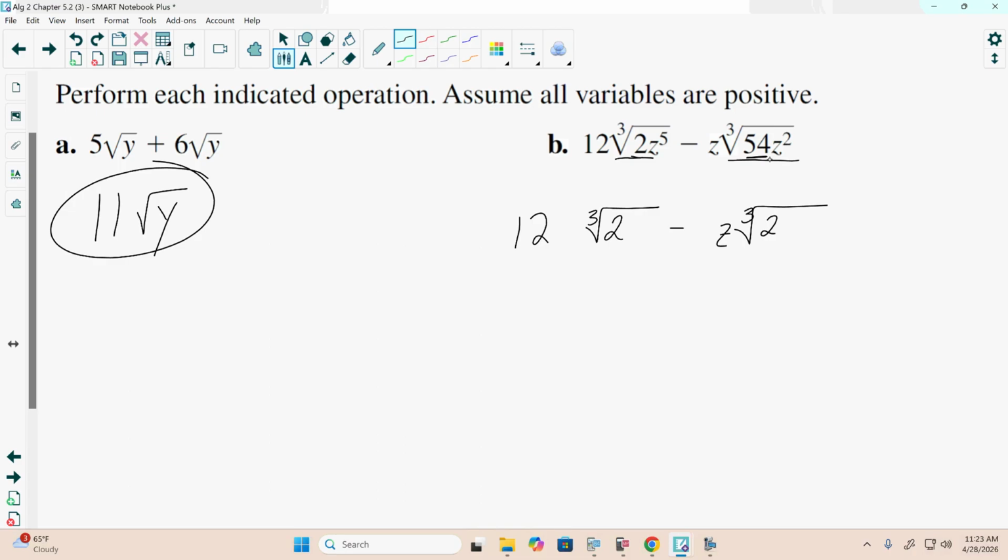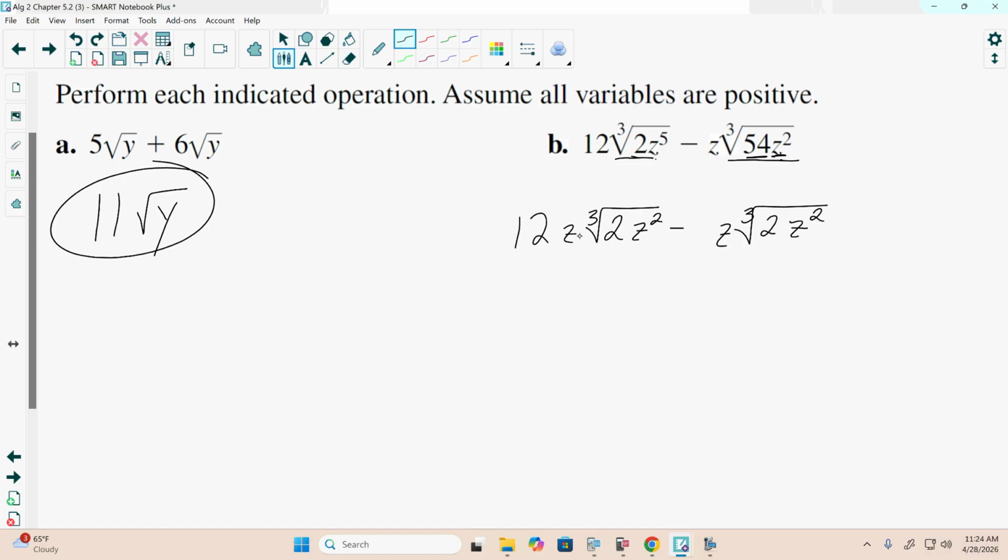I also said earlier that if a variable has an exponent bigger than the root, it's going to need to simplify out. So on the one on the right, z squared, 2 is smaller than 3, so there's nothing we can do with it there. Which tells us what? The other one has to have a z squared. Z to the 5th, well, we can take one group of 3 z's out, yes? Which does match the other one with a z. Questions on this so far?